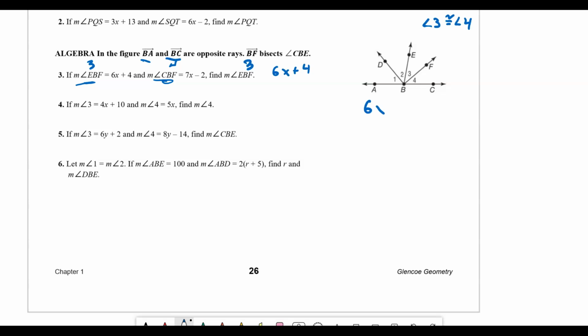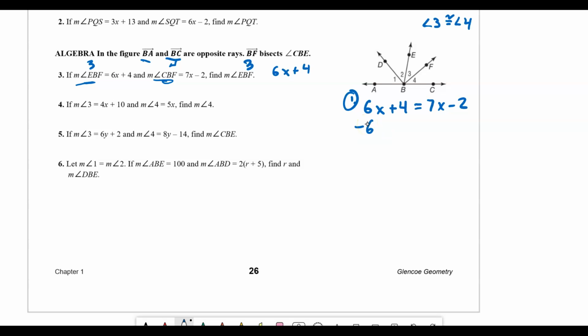Okay, so hopefully you chose 6x plus 4 equals 7x minus 2. Okay, so that's step 1. Now step 2, solve for x. Tell me what x equals here. Solve this equation for x and tell me what you get in your Edpuzzle.